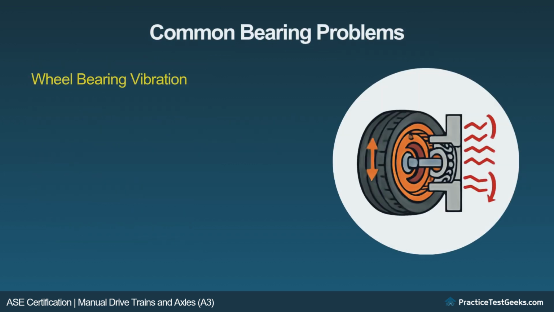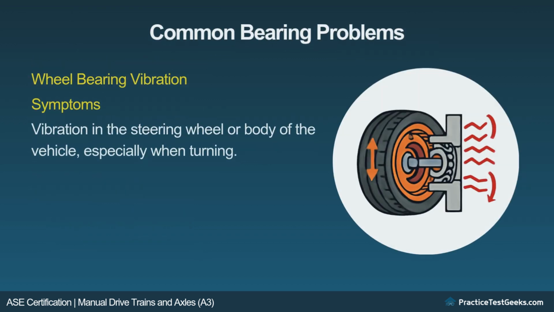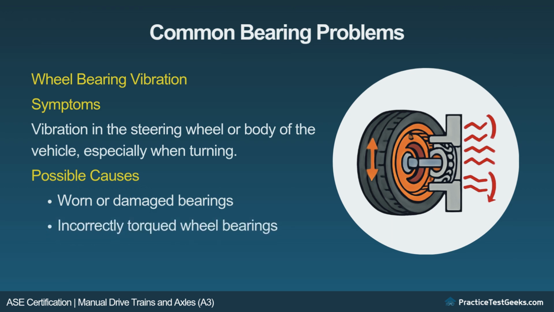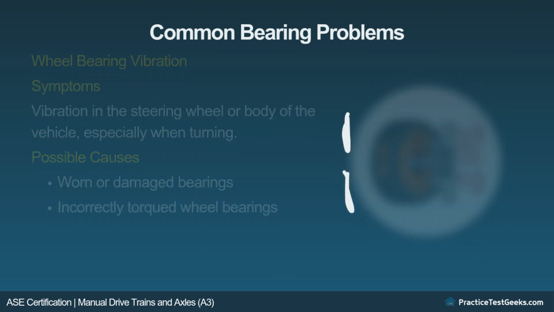Wheel bearing vibration. Symptoms: vibration in the steering wheel or body of the vehicle, especially when turning. Possible causes: worn or damaged bearings. Bearings that support the wheel hub can cause vibration if they are damaged or worn. Incorrectly torqued wheel bearings. Over-tightening or under-tightening wheel bearings during installation can cause vibration.